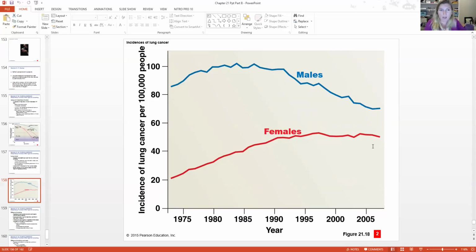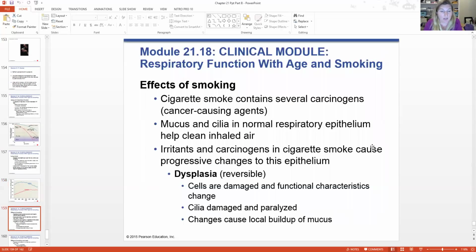So check out the incidence of lung cancer per 100,000 people, much more common in males than in females. And I'm going to go out on a limb and say that maybe that's because smoking is typically a male thing. That's probably not true. I don't know the statistics there, but it's interesting to see most of them going down, though over the years females have gone up. I don't know why that is.